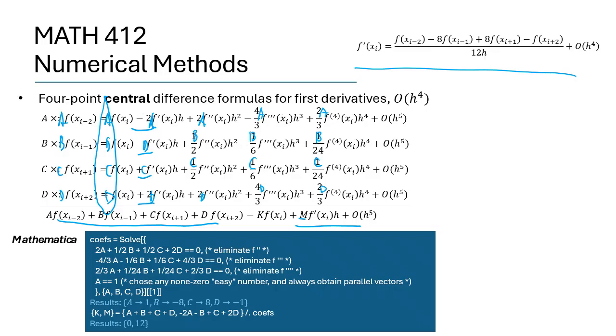Okay, that's m. And we want this term to disappear. So therefore, you have 2a plus 1/2 b plus 1/2 c plus 2d equals 0. We want it to be eliminated. Now this term, we also want it to disappear: negative this, 4/3 a minus this, plus this. So that's the second equation, the fourth equation.